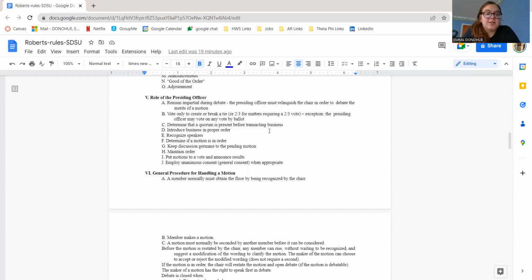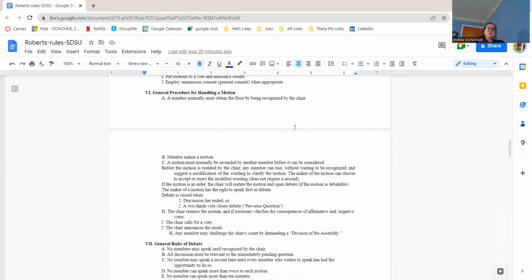The officer is to determine that a quorum is present before transacting business, introduce business in a proper order, recognize speakers, determine if a motion is in order, keep discussion germane to the pending motion, maintain order, and put motions to a vote and announce results. And lastly, they are to employ unanimous consent or general consent when appropriate.